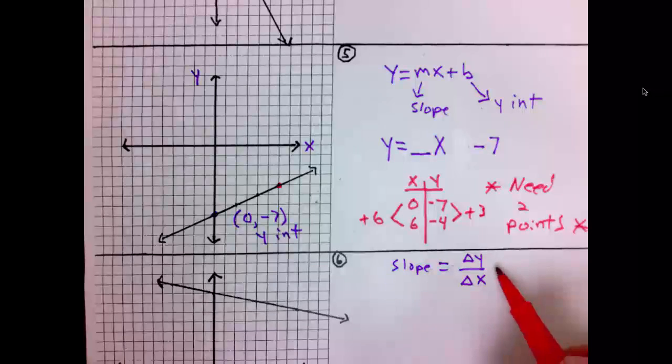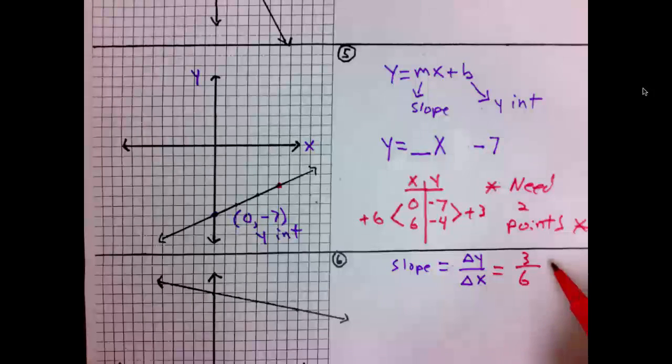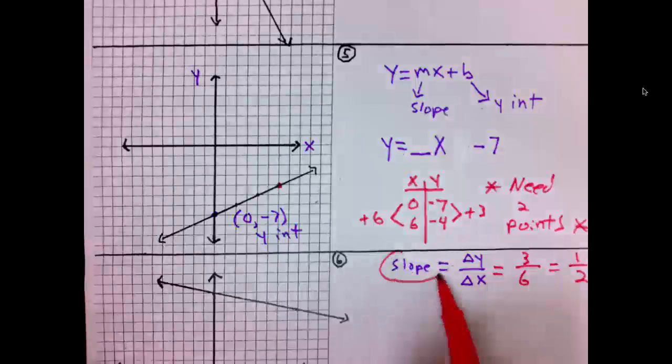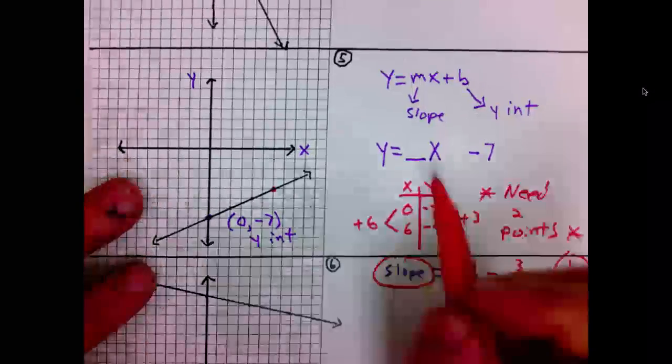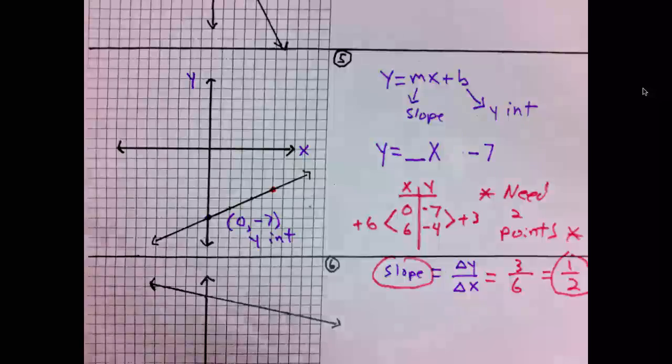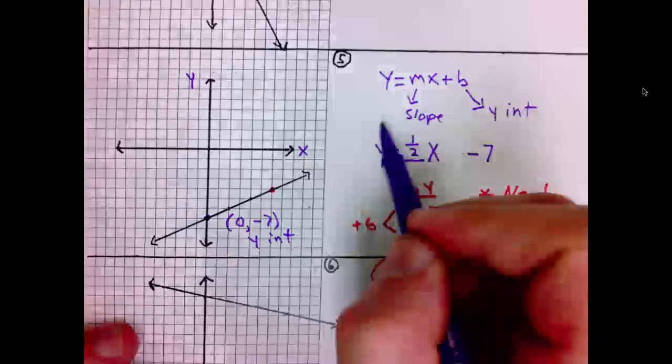We'll simply substitute those two values in. Change in y 3, change in x 6. 3 divided by 6, if we reduce, is 1 over 2. That is our slope. Slope here is 1/2. So that value will go right here as the coefficient of x. 1 divided by 2. So this is our equation.